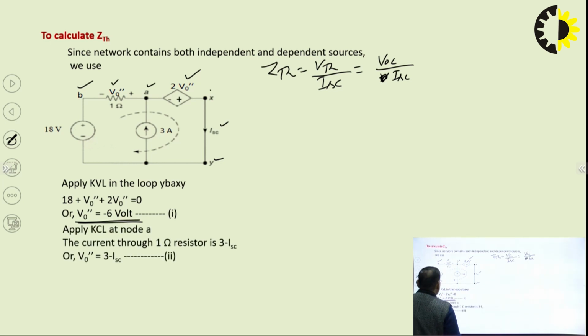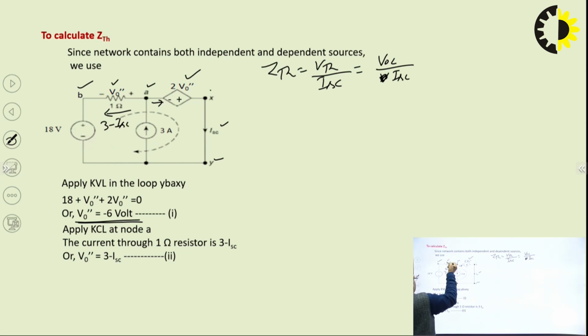Now apply the KCL at node A. So this is 3 ampere current. 3 ampere current is approaching the node A and ISC current is leaving. So how much current will flow through the 1 ohm resistor? That will be 3 minus ISC. So this current will be 3 minus ISC.